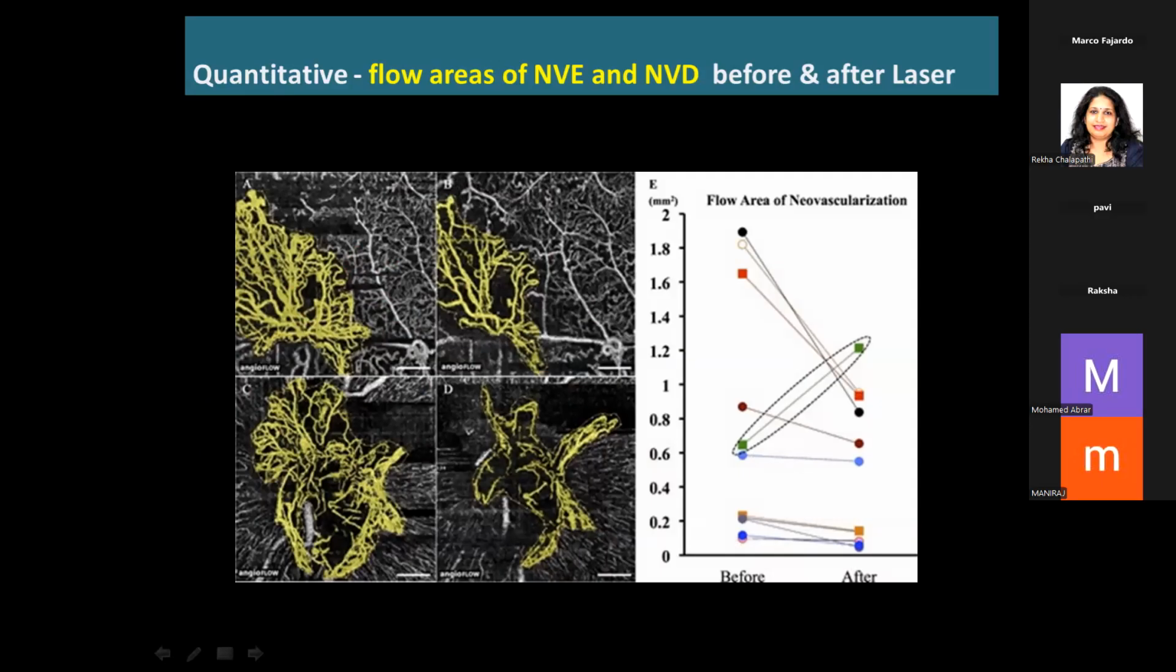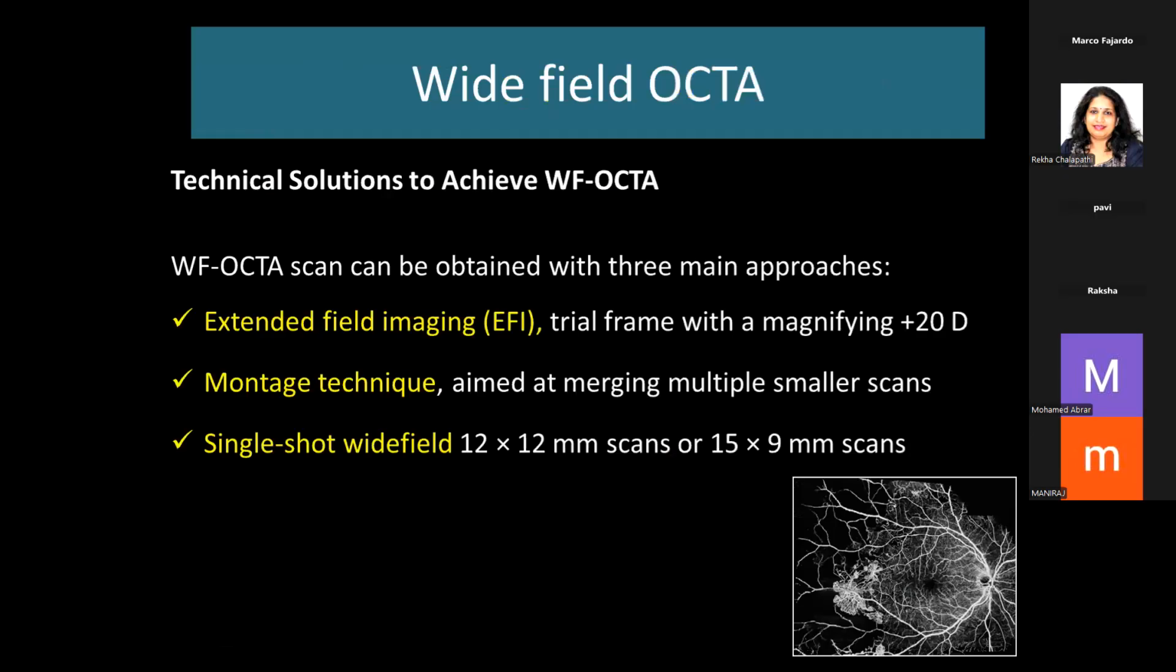How you can obtain a wide field OCTA, there are many methods. With the conventional OCTA, you can introduce a +20 diopter magnifying lens and get something known as extended field imaging, but it will have its own drawbacks. The ideal technique would be a single shot 12 by 12 mm scan rather than a montage or extended imaging.